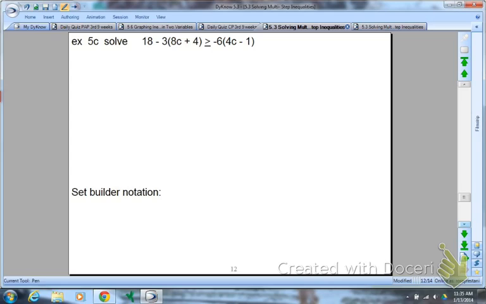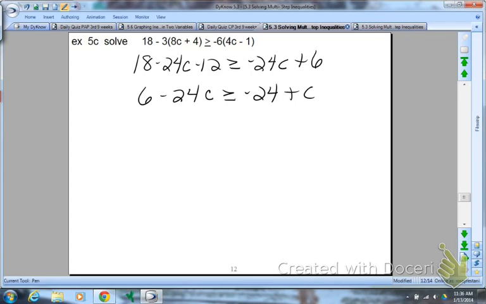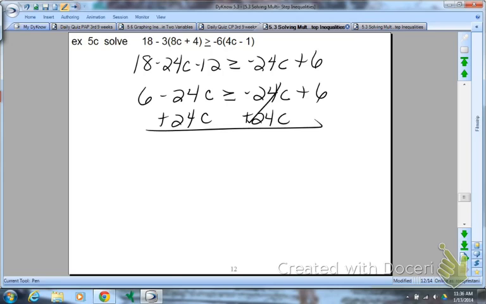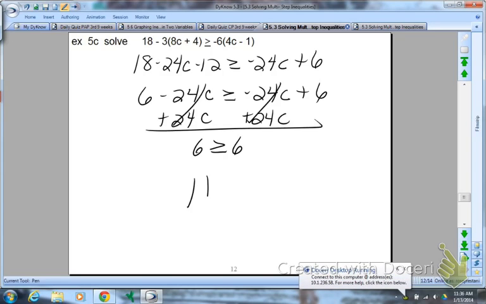Y'all do this one by yourself. Now, when you get to this point, you can kind of look to see that the left side is equal to the right side, isn't it? I mean, even though the 6 and the negative 24 is flipped around. But if you want to go one step further, which I'd kind of like you to, and then get this. And that is a true statement, so what is the answer? All real numbers. And you can also skip graphing all real numbers too.